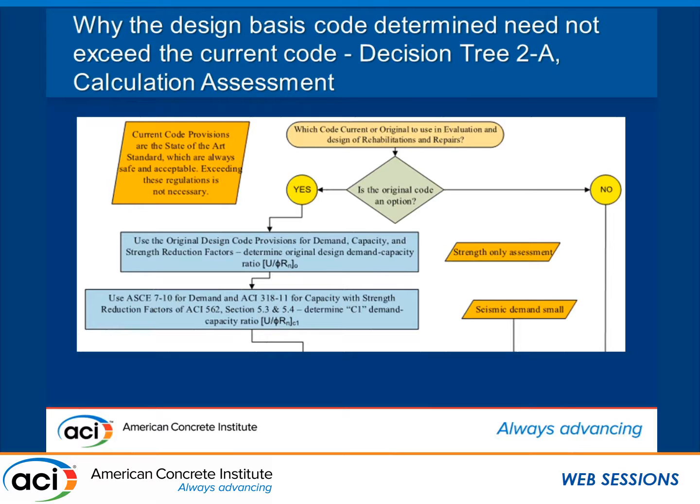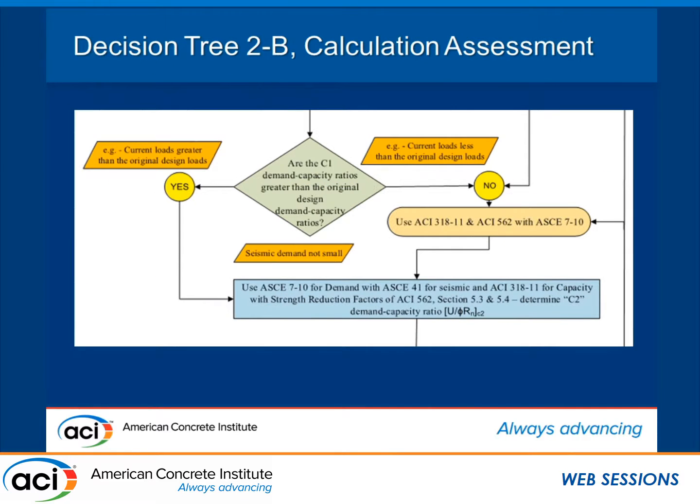The thing to look at in the rectangular boxes here is you can use the original building code and define capacity to demand ratios. You can use then the current building code provisions, excluding seismic if seismic is small, and look at demand to capacity ratios. You then compare those, which you could do in a spreadsheet very easily, and this will give you an idea of where you're at.